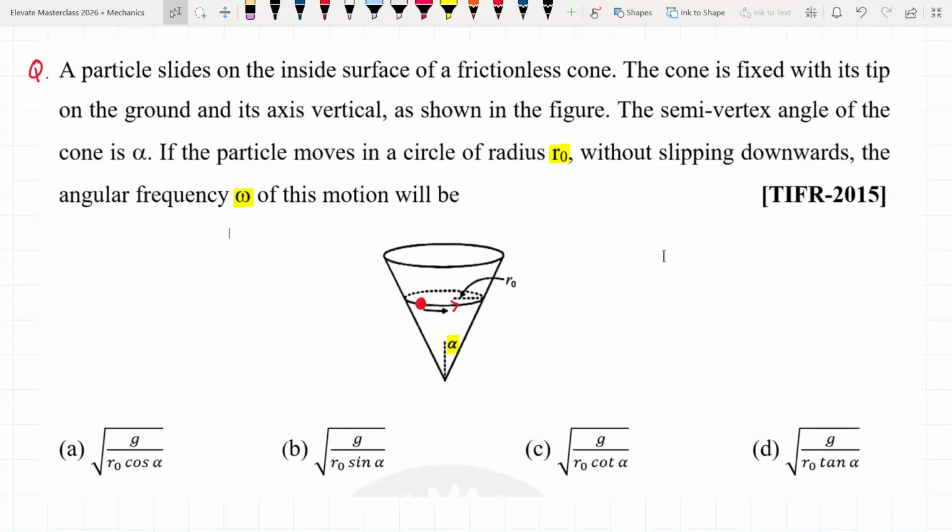Option A, master, is right. Pardon? Option A.